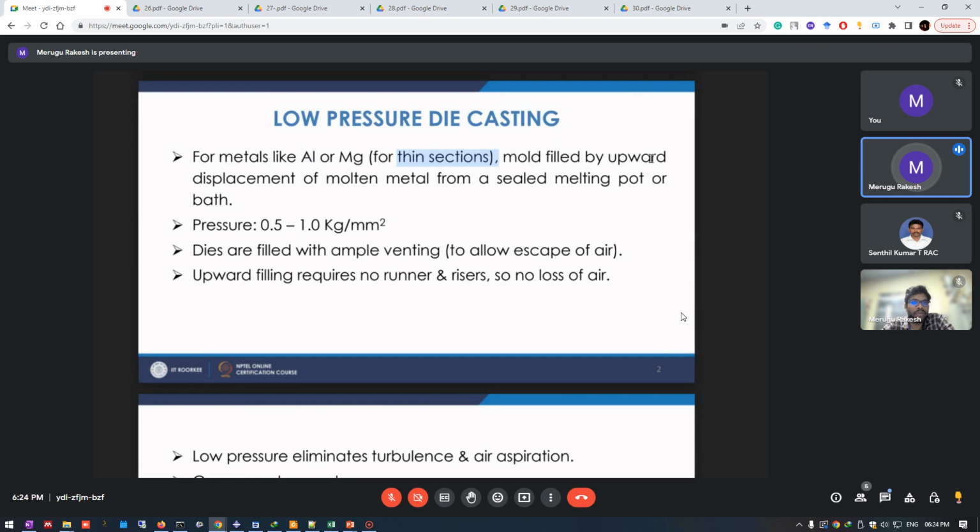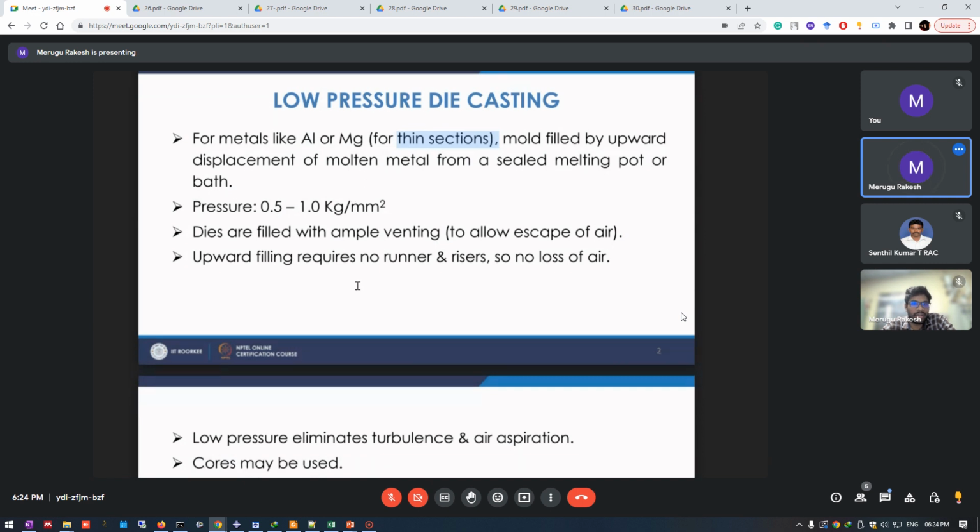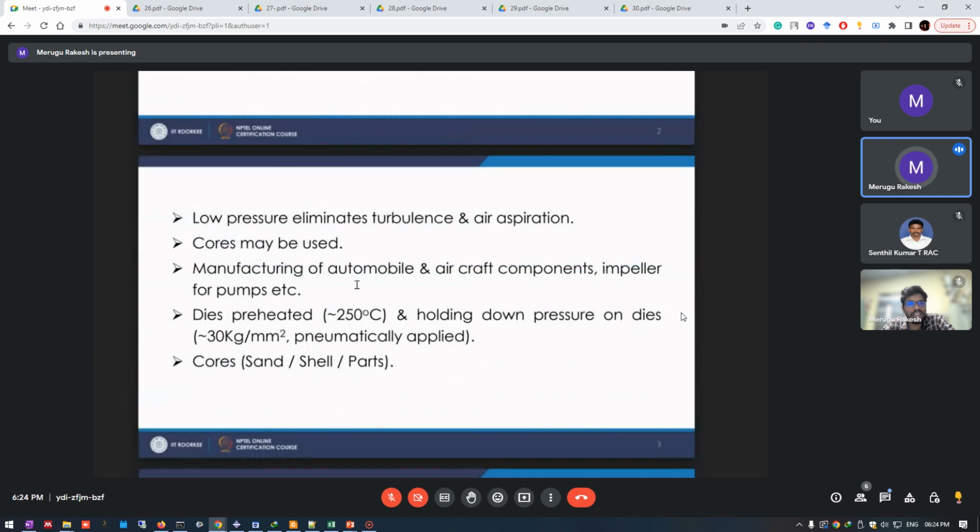The mold is filled by upward displacement motion of metal from the sealed melting pot or bath. I will show the diagram, so it will clear any doubts that you are having. So these are the specifications. Low pressure eliminates turbulence and air aspiration in it. This is the main advantage of using low pressure.